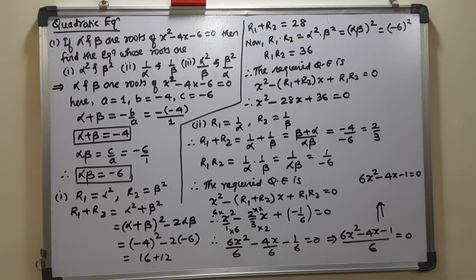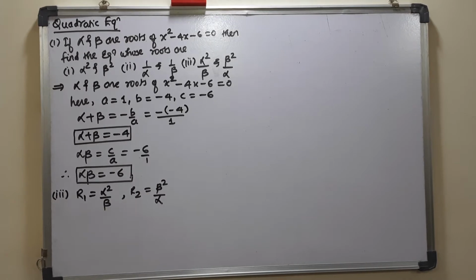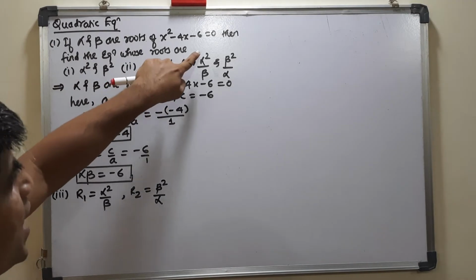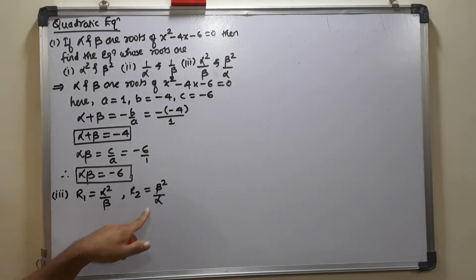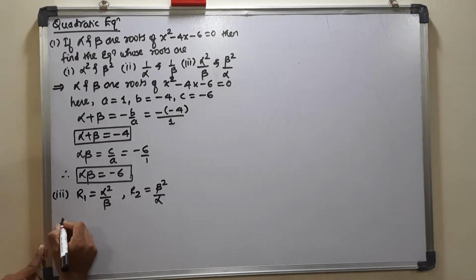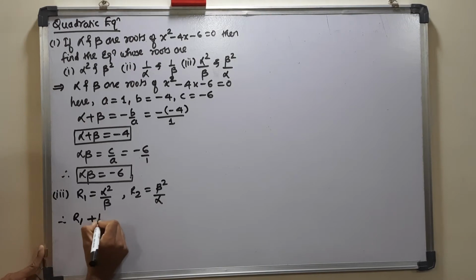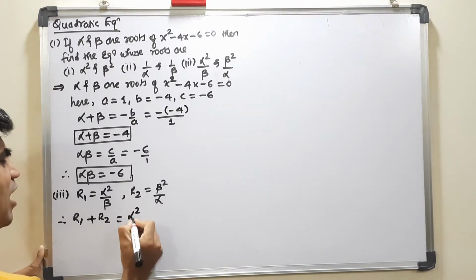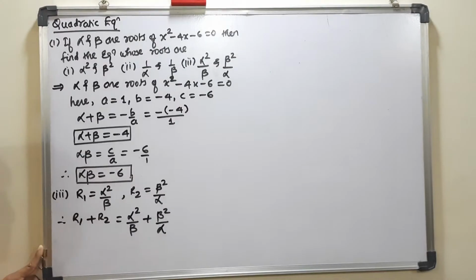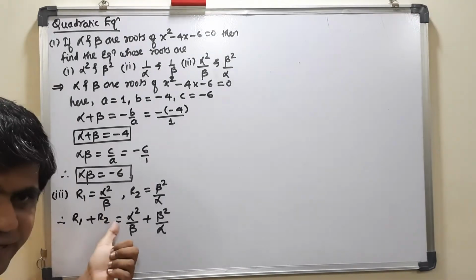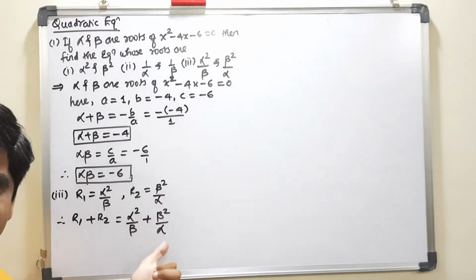Now the last part is remaining, that we will do immediately so that we can get it clear. Now coming to the last part, here it says the quadratic equation is required whose roots are alpha square by beta and beta square by alpha. That is, root 1 is alpha square by beta and root 2 is beta square by alpha. So therefore you will require the sum of roots, that is R1 plus R2, which is alpha square by beta plus beta square by alpha.